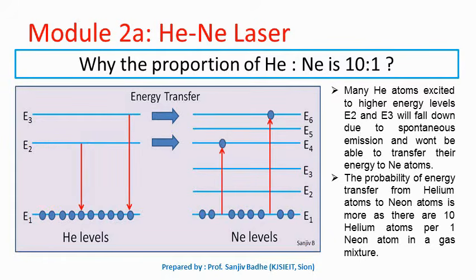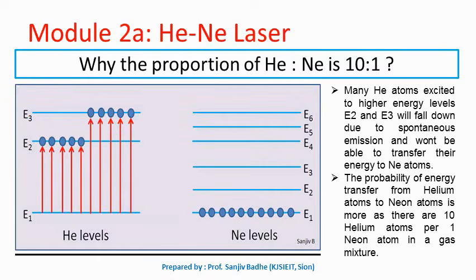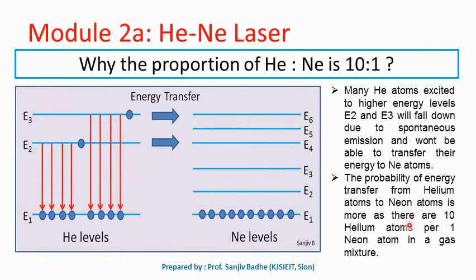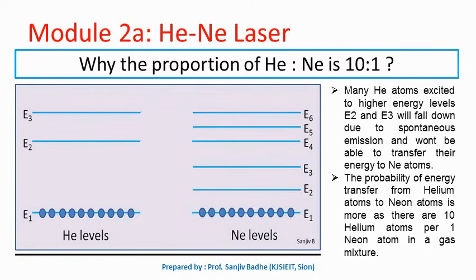So what can we do to increase the probability of neon atoms getting excited to the excited energy level? That can be increased by increasing the number of helium atoms. And that is the reason why the ratio of helium atoms to neon atoms is maintained as 10:1. The more helium atoms there are, the more will be available to excite the neon atoms to the excited states.